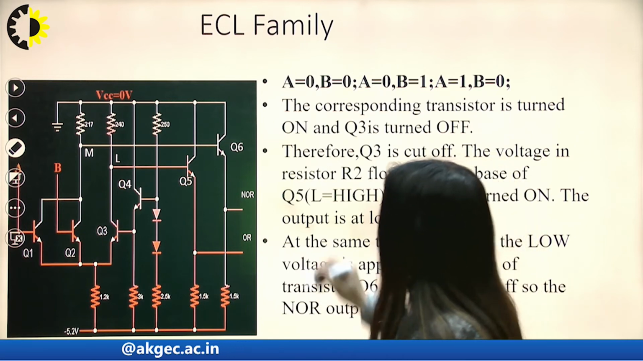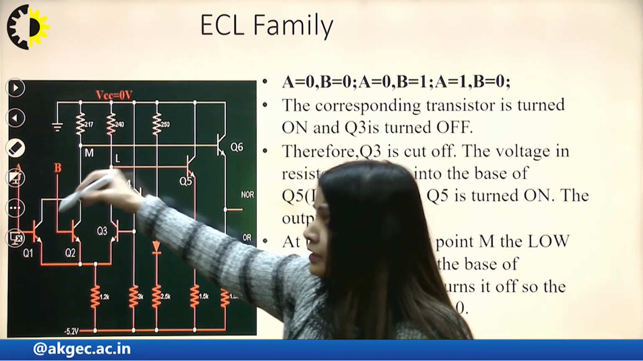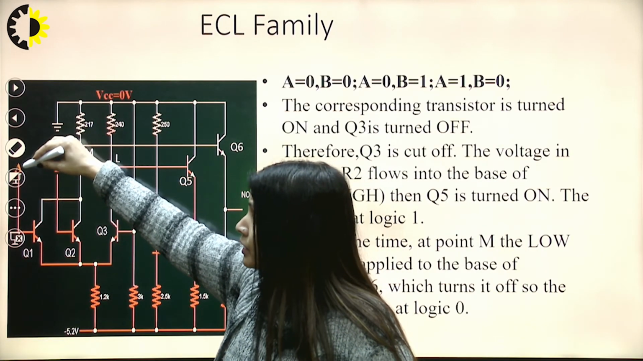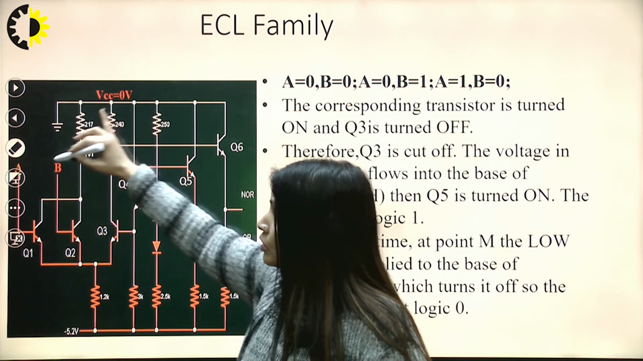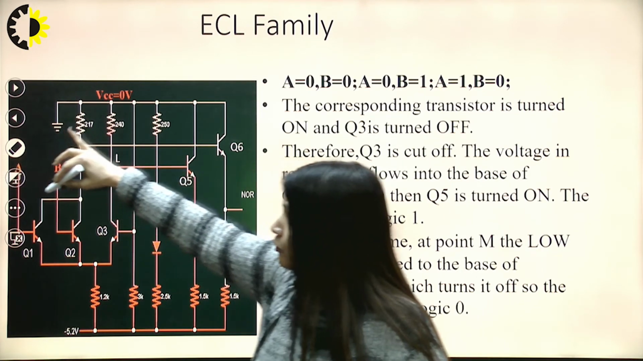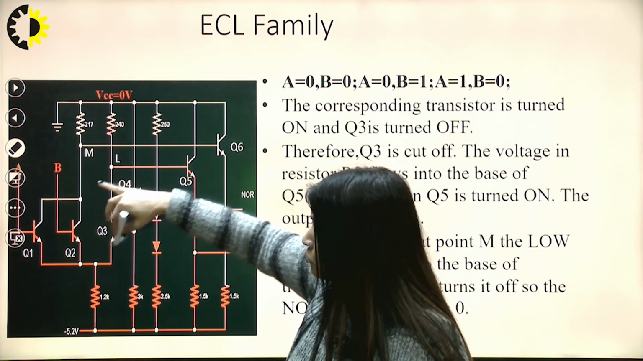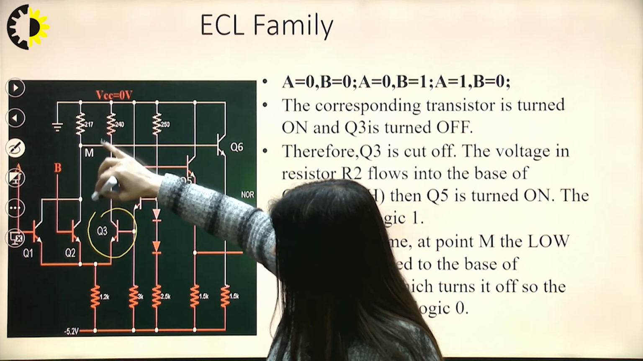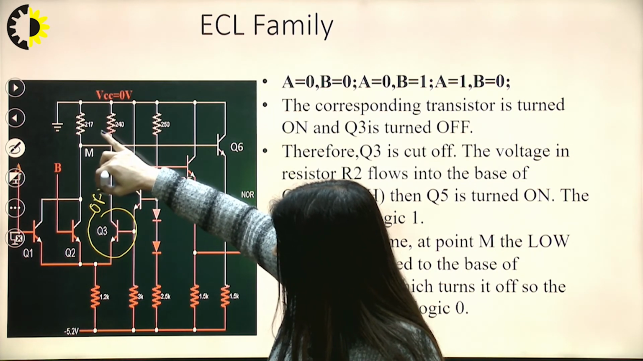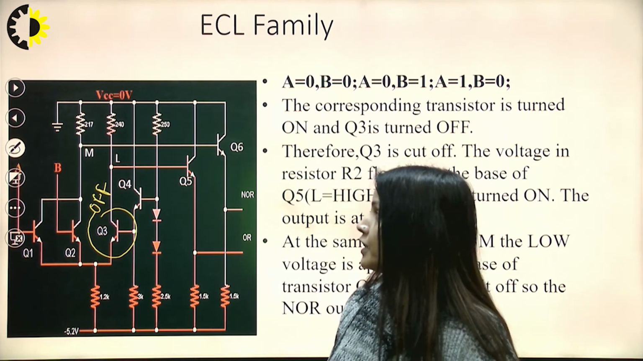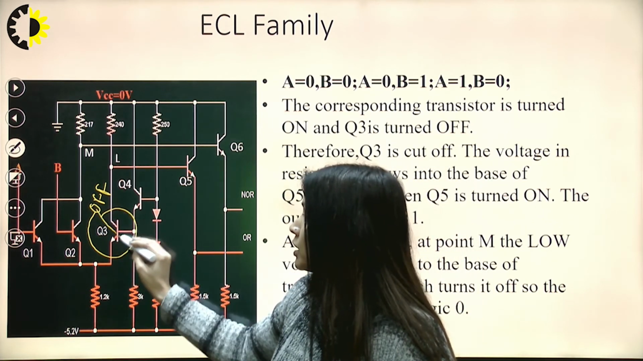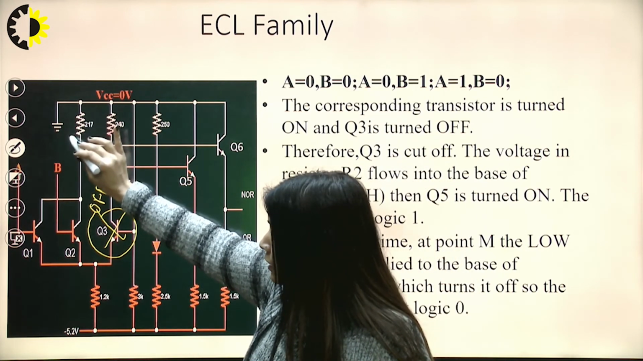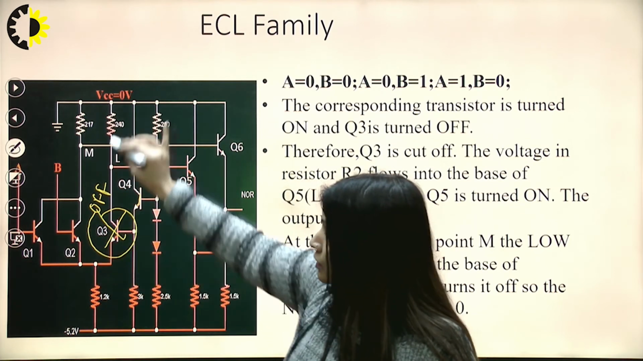See here, all three remaining cases. This was a 0 0. Now all these three remaining cases will be 1 1, 0 1 or 1 0. So if any one of the inputs A and B is 1, this Q3 will obviously be off, right? Now what is happening when Q3 is off? Q3 is off, this particular part is out of the circuit and this is conducting. The current will of course flow from this to this.